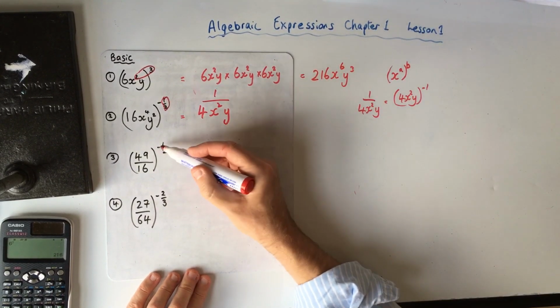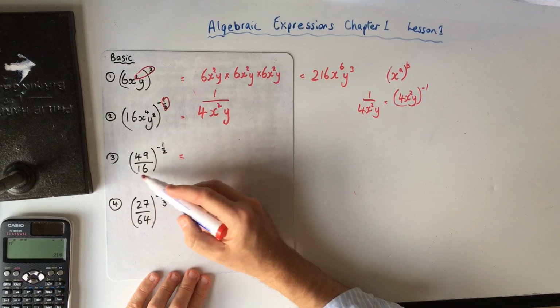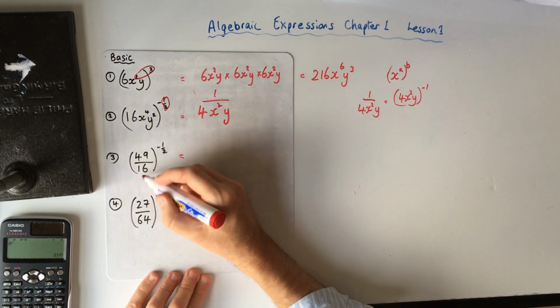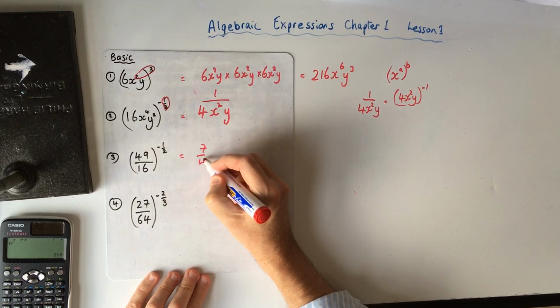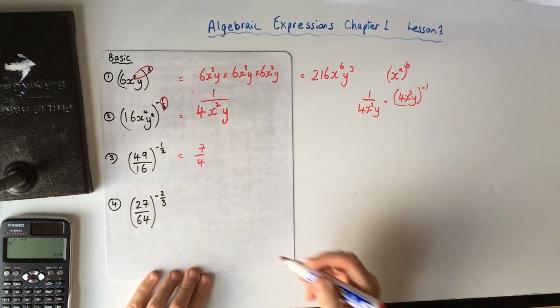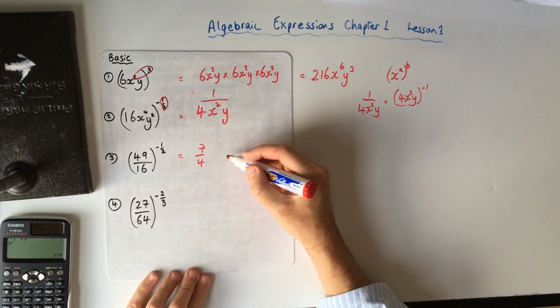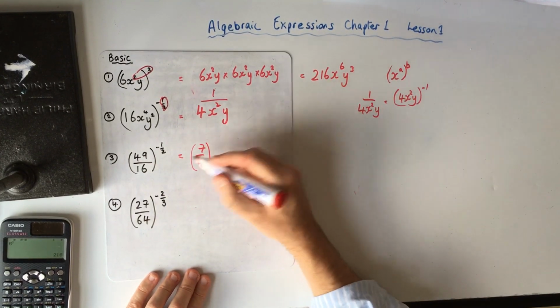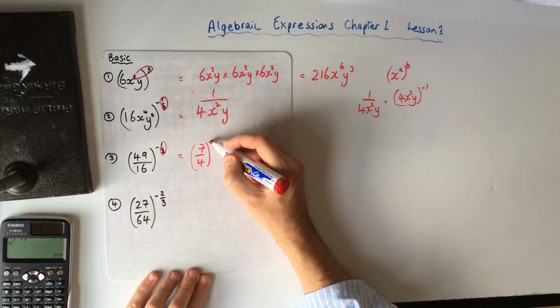This one, ignore the minus again. To the power of a half, it's the square root, isn't it? The square root of all of this, nice numbers, is going to be 7 over 4. Square root of 49 over 16. So 7 over 4 times 7 over 4 is 49 over 16, okay? So we've actioned this, it's all that to the minus 1.